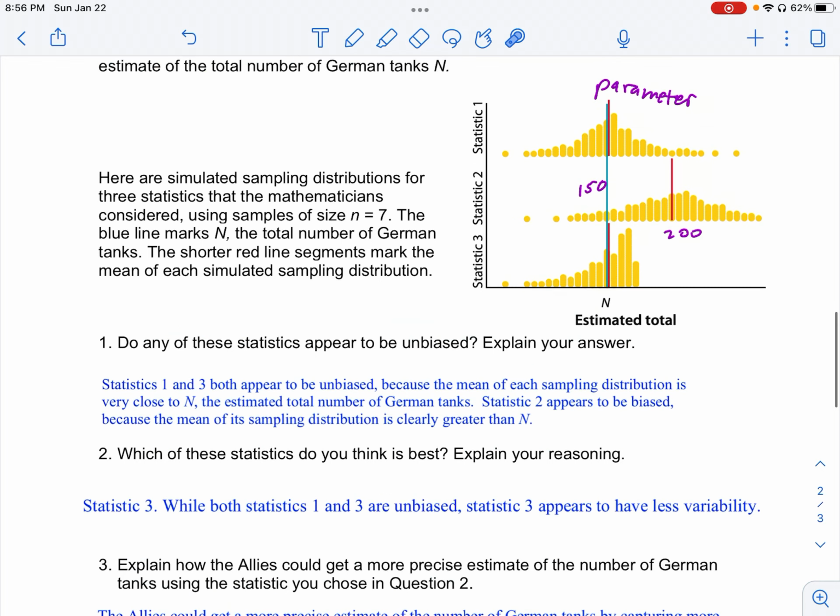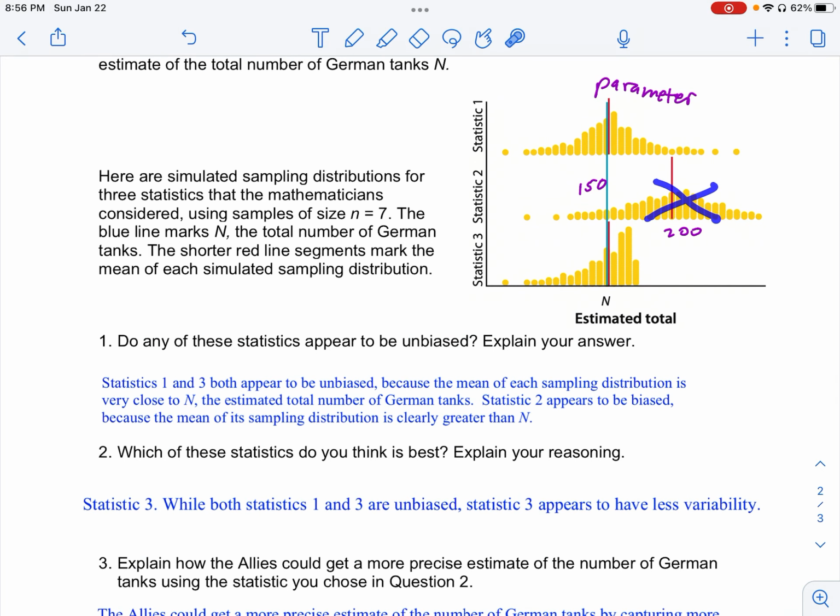Which of these statistics is best? Well, we can clearly rule out this one because it's overestimating, so it's number 2. You can make a pretty good argument for statistic 1, that it kind of looks normally distributed. But normally distributed isn't always the best. So what I've written here is statistic 3 is actually less variable than statistic 1.